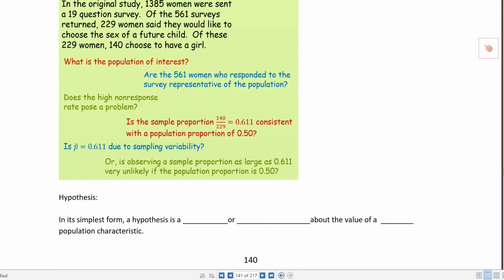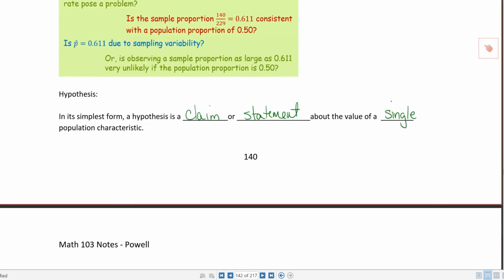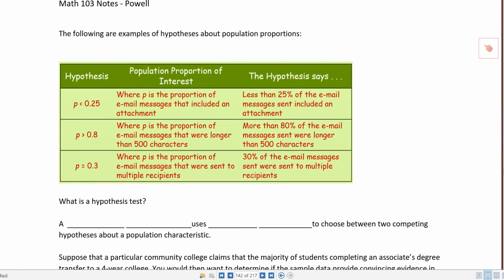So a hypothesis in its simplest form is a claim or a statement about a value of a single population characteristic. Okay, that's all a hypothesis is. It's just a claim or a statement about one thing. So the following examples are hypotheses about population proportions. We could say P is less than 0.25.